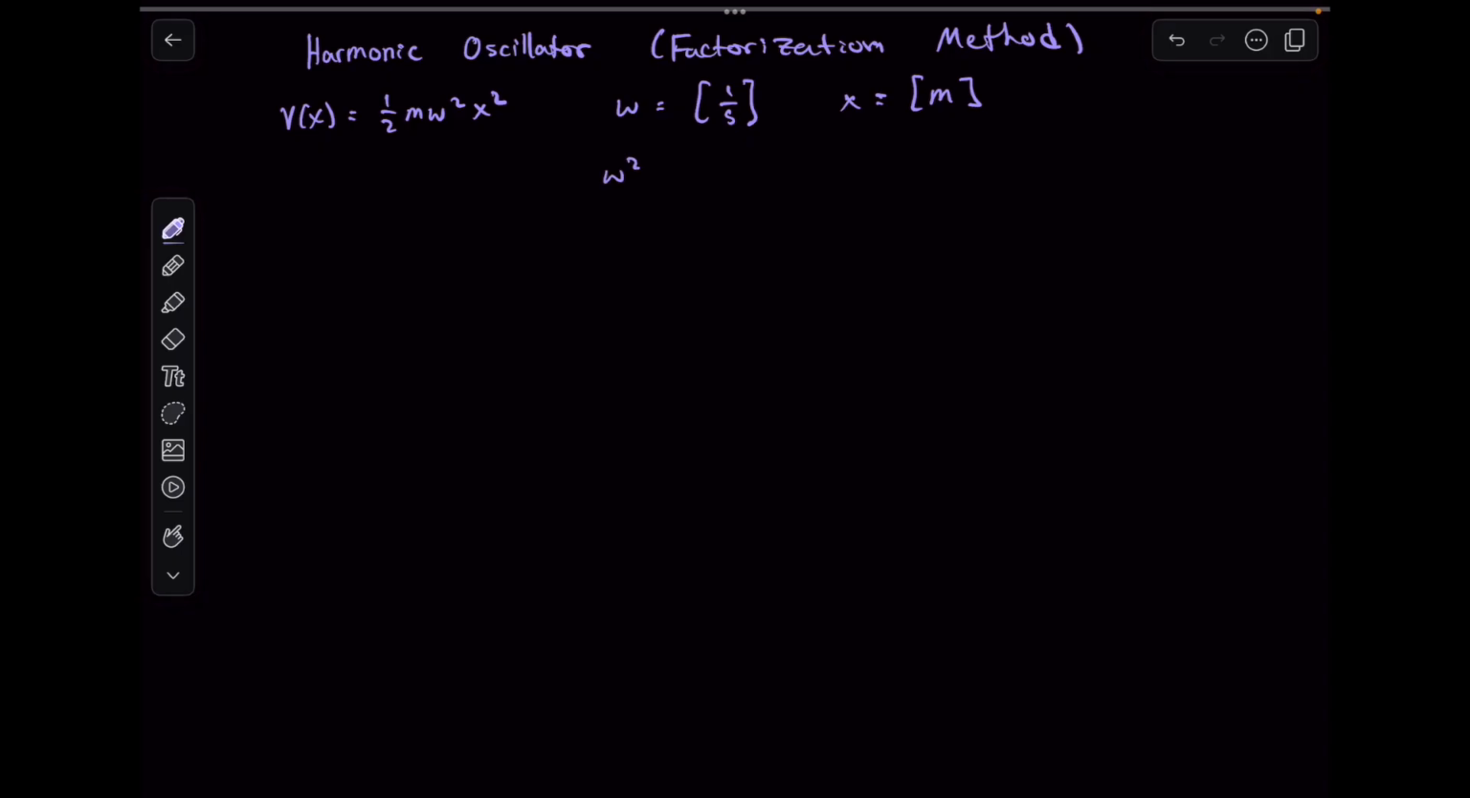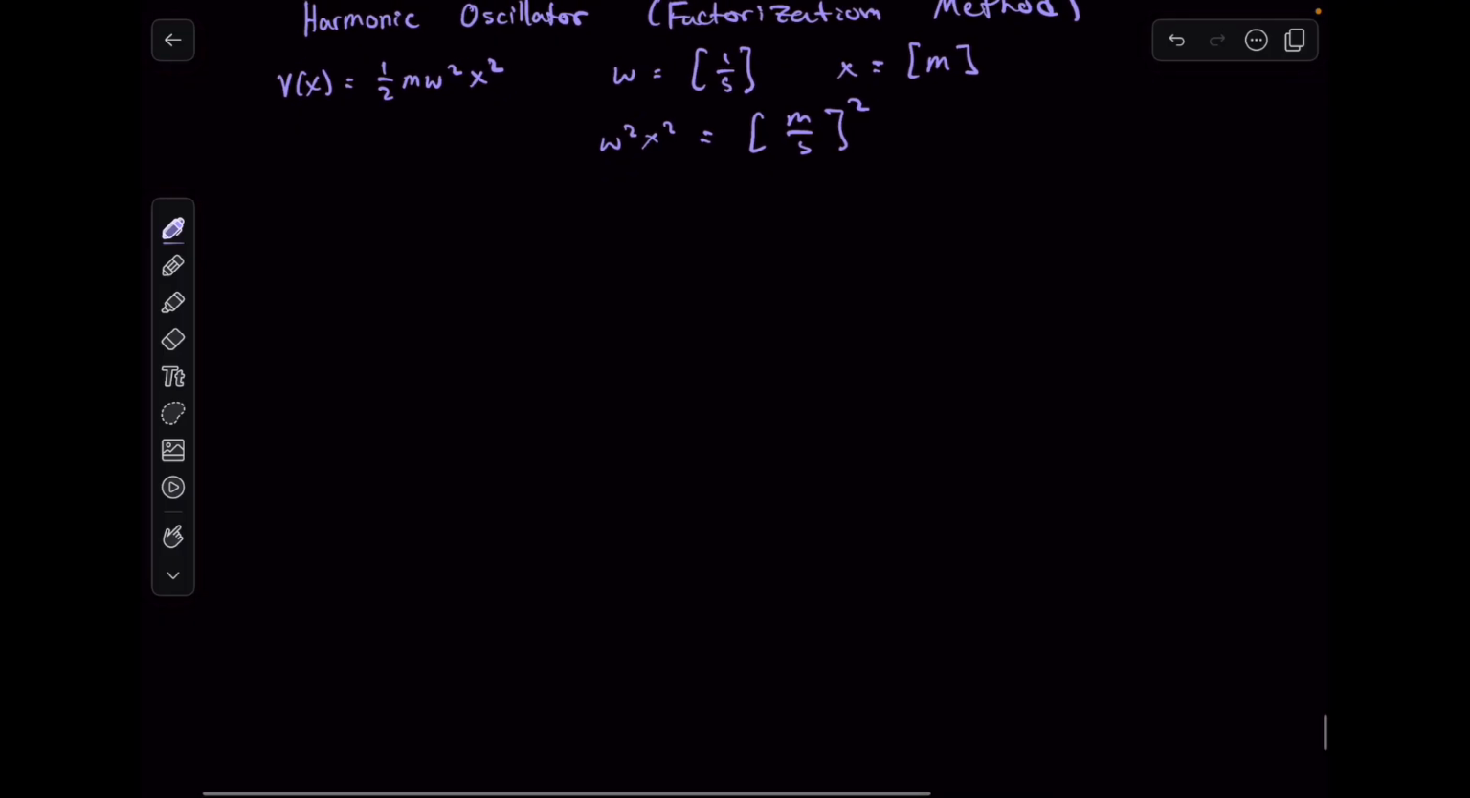So omega squared x squared will have units of velocity squared. And then if we have units of mass times velocity squared, we just have units of energy. So that's how you make sense of this potential. So let's go ahead and start solving our equation. And the equation we want to solve is the time-independent Schrodinger equation, which looks like this.